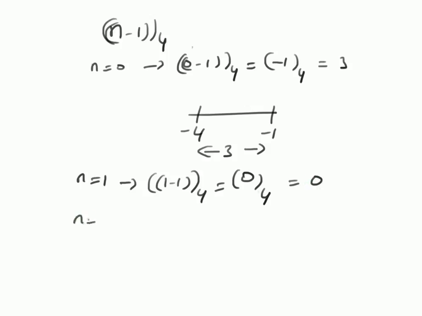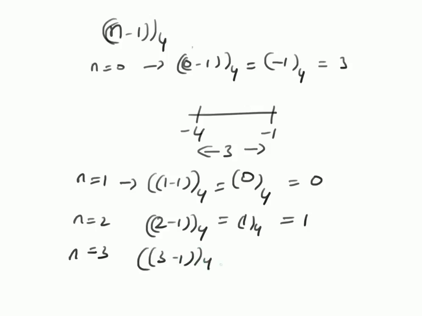Now n equal to 2 means 2 minus 1 mod 4, that is 1 mod 4, which is clearly equal to the value itself, that is 1. And similarly for n equal to 3, we have 3 minus 1 mod 4, which is 2 mod 4, which is clearly equal to 2, and so on. So clearly for n equal to 4, we will have 4 minus 1, that is 3 mod 4, that will be equal to 3.